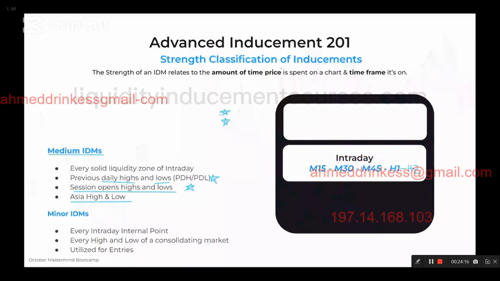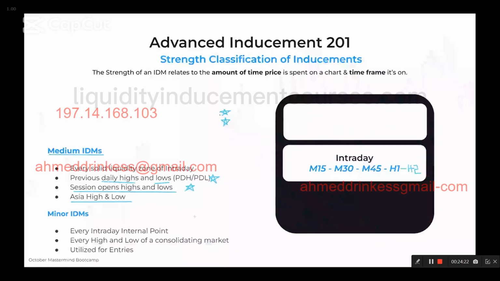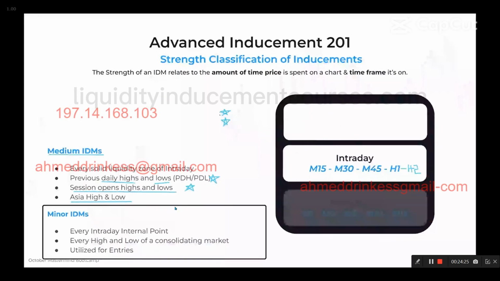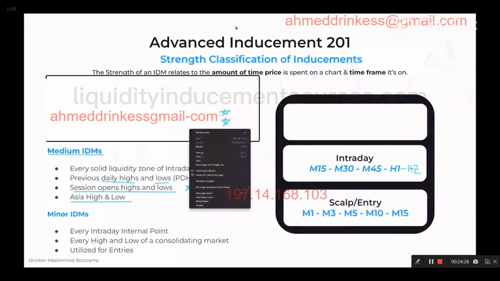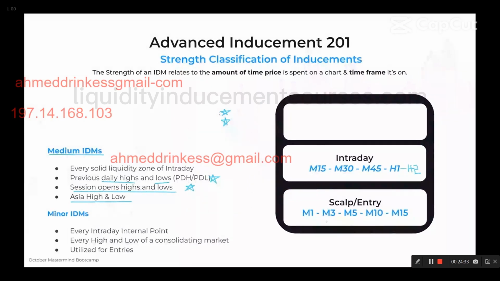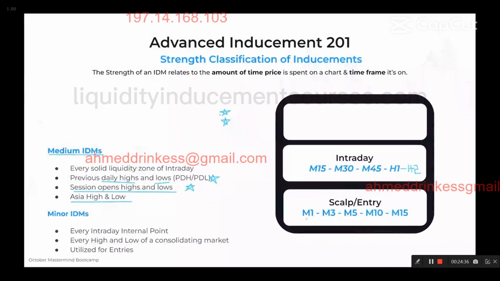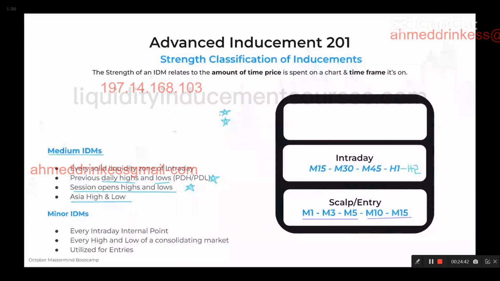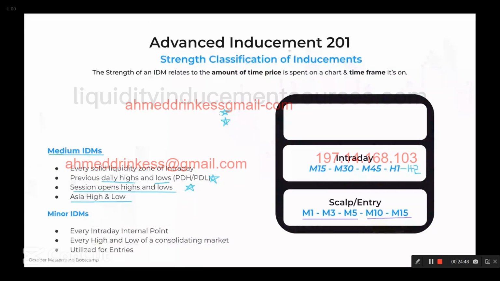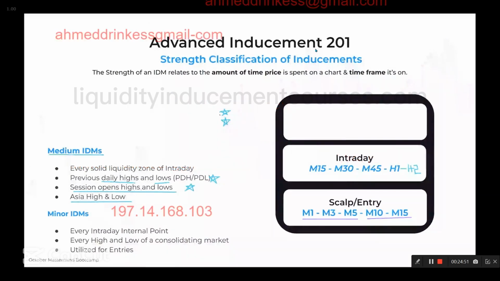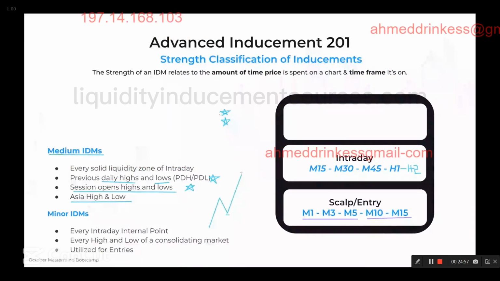I'm erasing stuff as I'm talking. The minor inducements. These are all of our intraday and our entry internal points. These occur on the 1 minute all the way to the 15-minute. 1, 3, 5, 10, 15. I use the 1 minute, 2 minute, 3, 4, 5, everything to the 5 minute, and then afterwards I just use the 10 and the 15-minute time frame. So this is every intraday internal point. So within our main range on intraday, if this is our intraday range, let's say this is our intraday higher low, higher high.